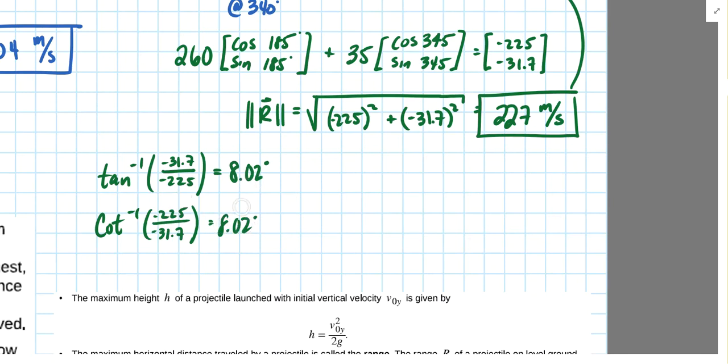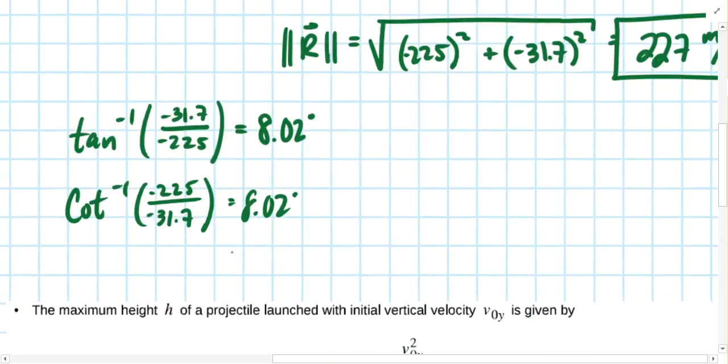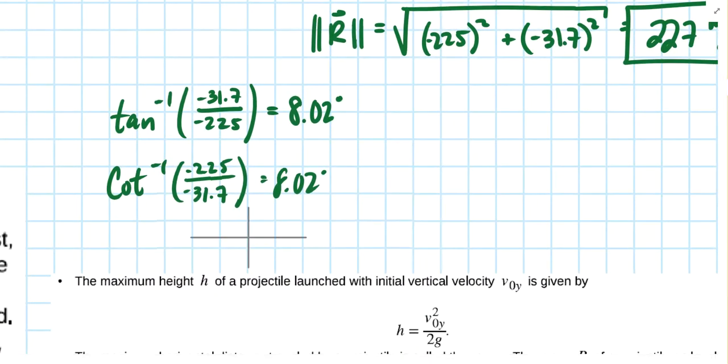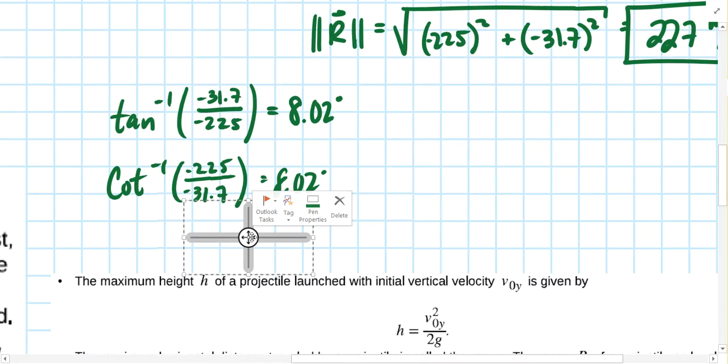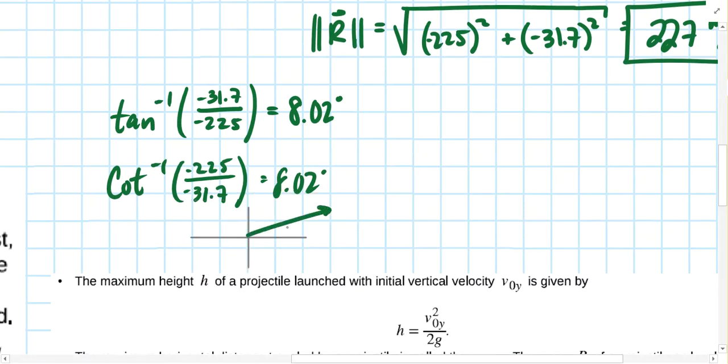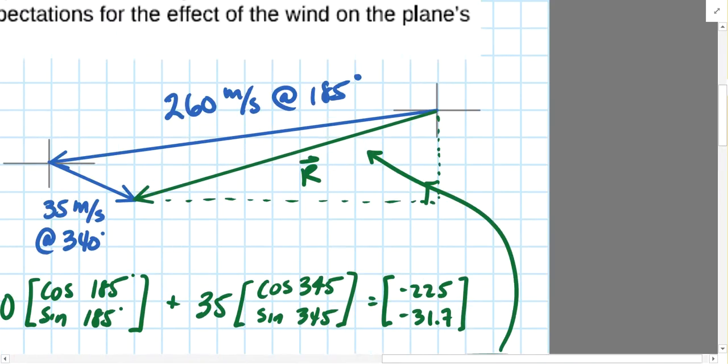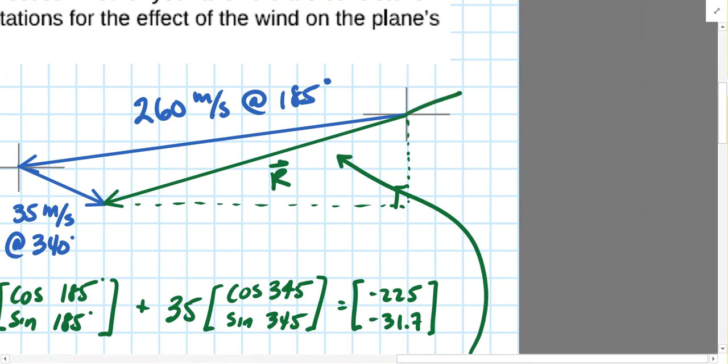Now these two will not always be the same, but in this case they are. But in either case, they're both wrong. 8 degrees is pointing this direction. This is where 8 degrees sits on our 360-degree scale. And clearly, the resultant vector is not pointing up and to the right whatsoever.